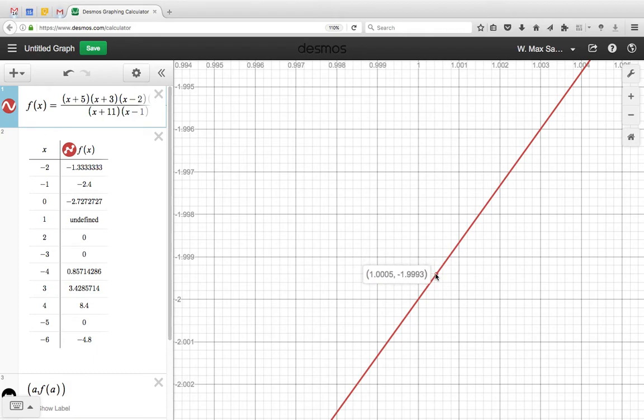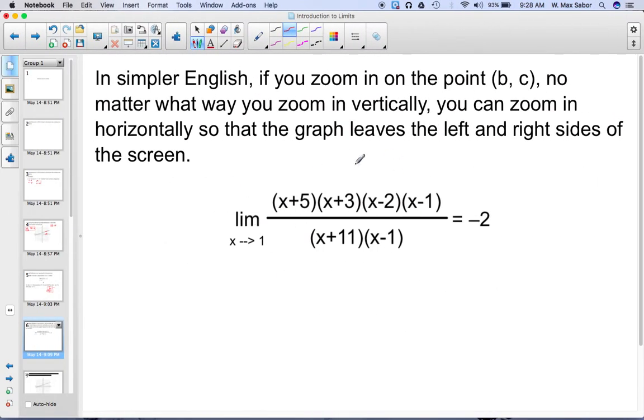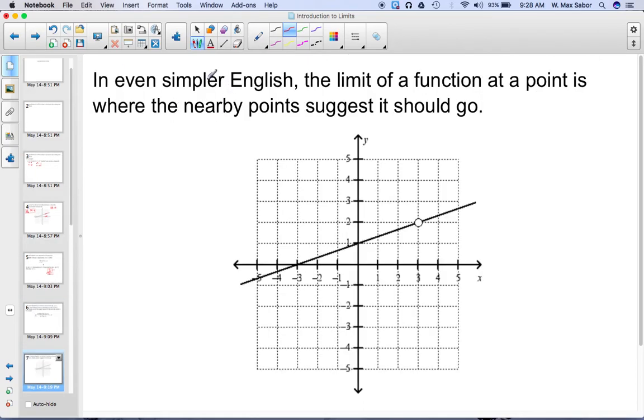All the points clearly show that we should be getting closer and closer. There's 1.0 comma negative 1.99996. As we get closer and closer, no matter how far we zoom in, it gets us closer and closer to (1, negative 2). So that's what a limit means. In even simpler English, the limit of a function at a point is where the nearby points suggest it should go. Based on these, we suggest that it goes here and here, so that's what the limit is.